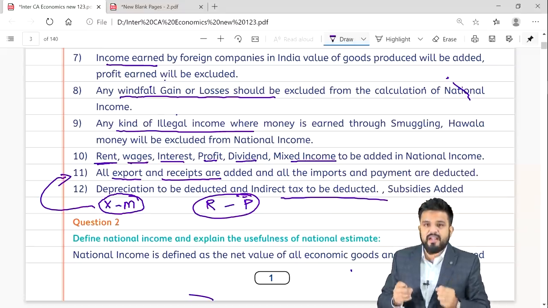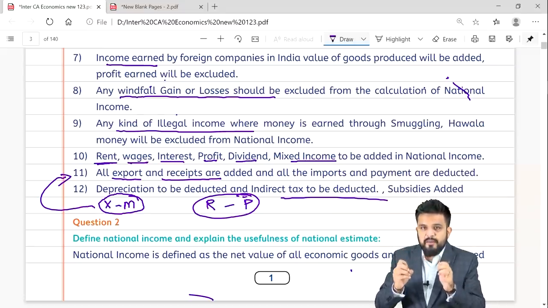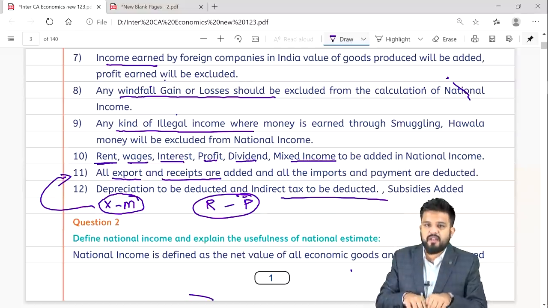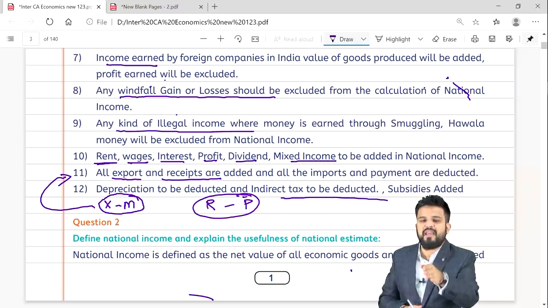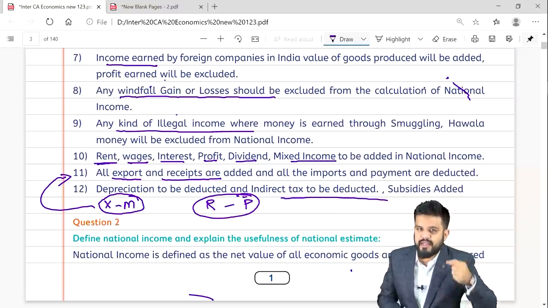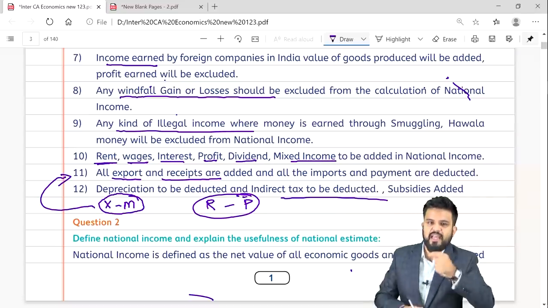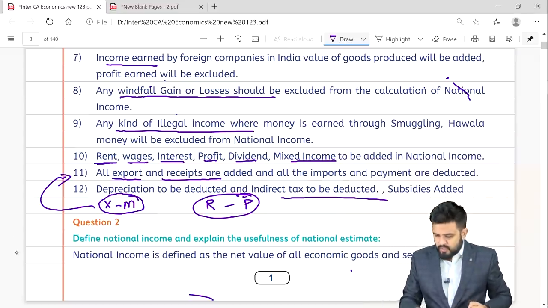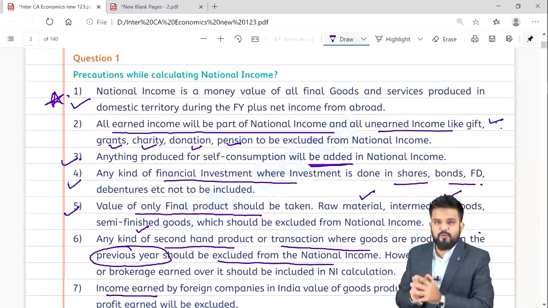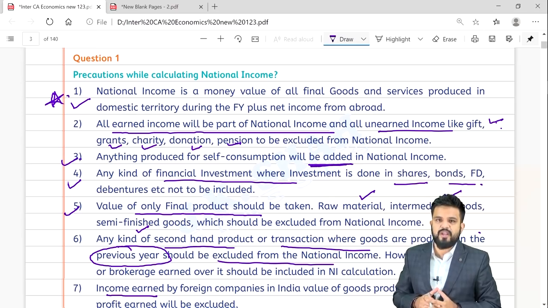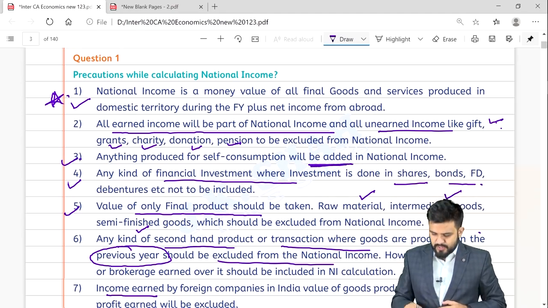So please understand, as I was telling you, GDP includes depreciation. But if you want to calculate national income from GDP, that is gross minus depreciation, you get net. And national income is nothing but net calculation. So students, this was your precautions. Write round about 5 points for 2 marks, round about 7 to 8 points for 3 marks.